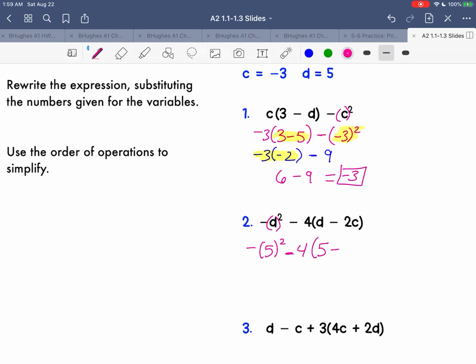Minus 4, D again is 5. Minus 2, and this means 2 times C, so I'm going to put a dot in there. And then the value of C is negative 3. So now I need to take care of parentheses, and I need to take care of exponents. Let's take care of the parentheses first. Inside the parentheses, I see subtraction and multiplication. I'm going to do the subtraction first.